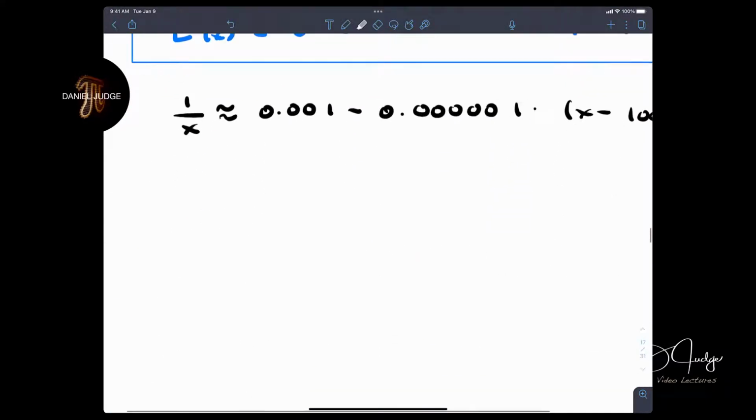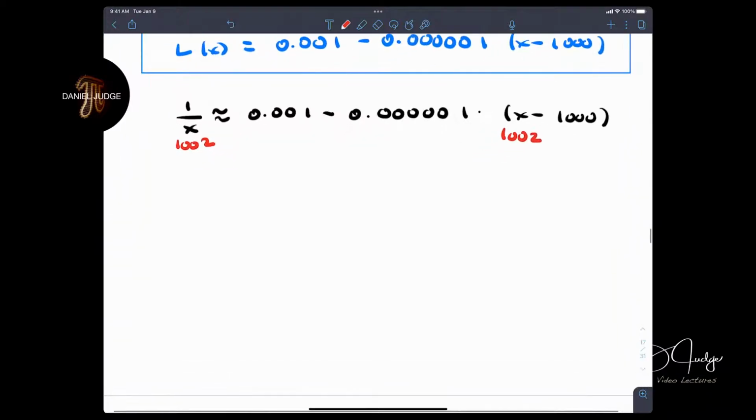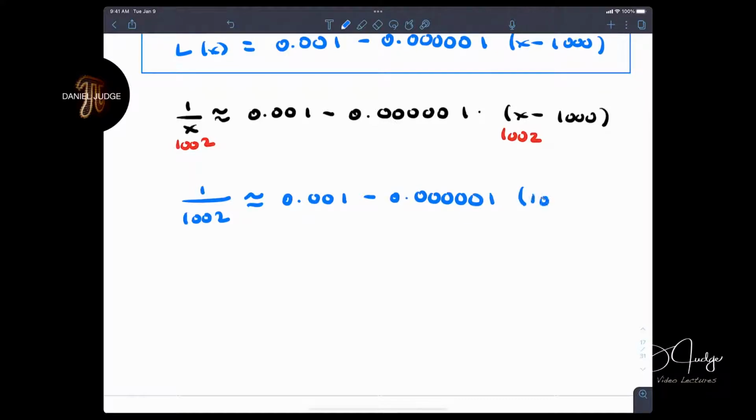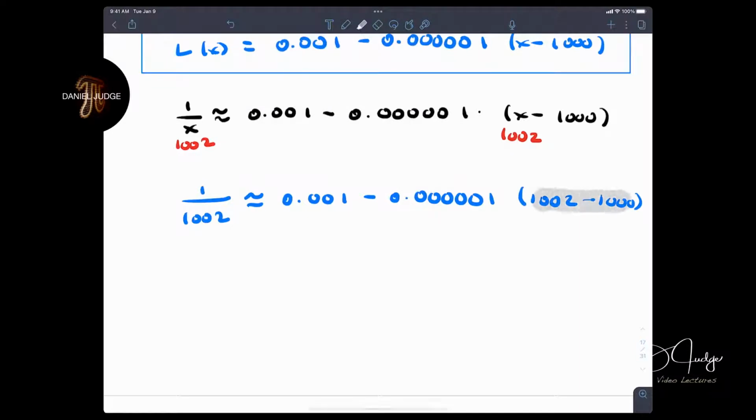So I can approximate, if I plug in now 1002 wherever there's an x, this is how we use the linearization function. So 1 over 1002 will be approximately 0.001 minus 5 zeros and a 1, times 1002 minus 1000 here. And of course, this portion here will be the value 2. So that's 2.